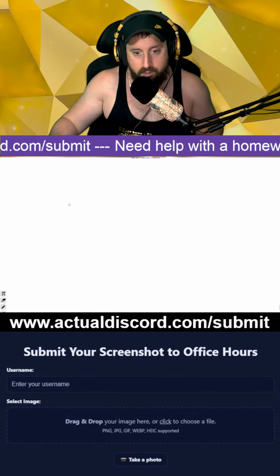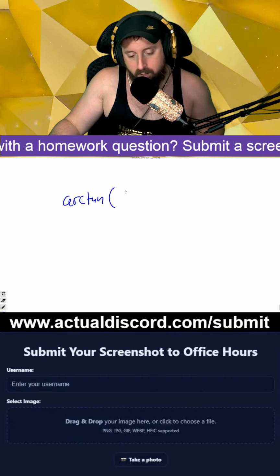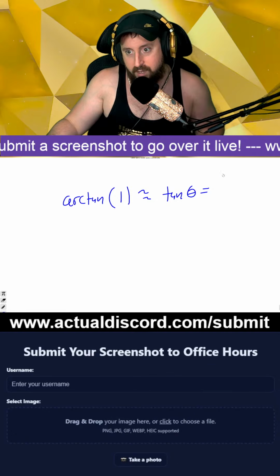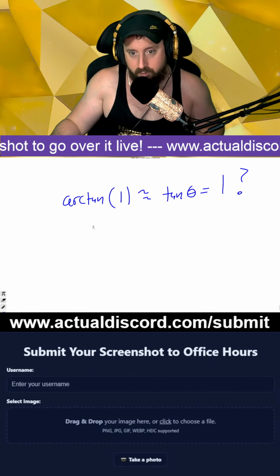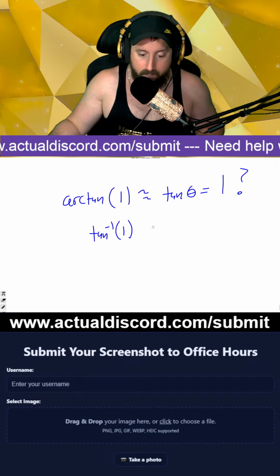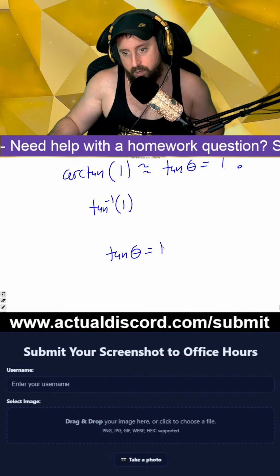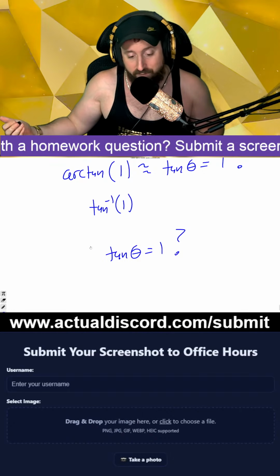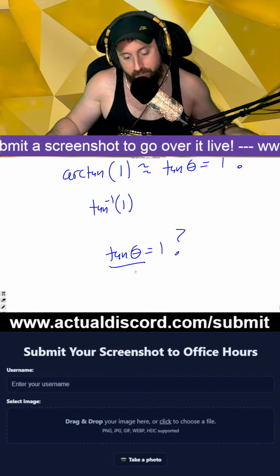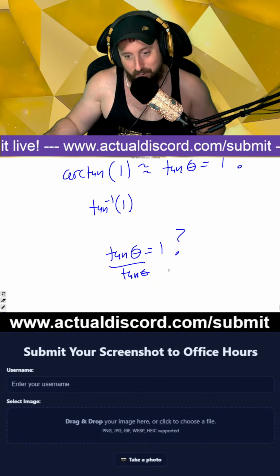So for instance, arctangent of 1 is the same thing as saying tangent of what gets me 1. This is also called inverse tan. Sometimes you'll have tangent of theta is equal to 1, and you're like, wait, what angle when I take the tangent of it do I get 1? So in order to isolate the theta, you can't divide by tangent. That's not a thing. That doesn't work.